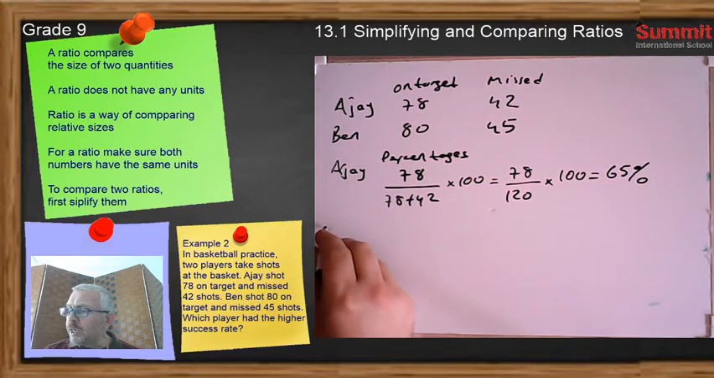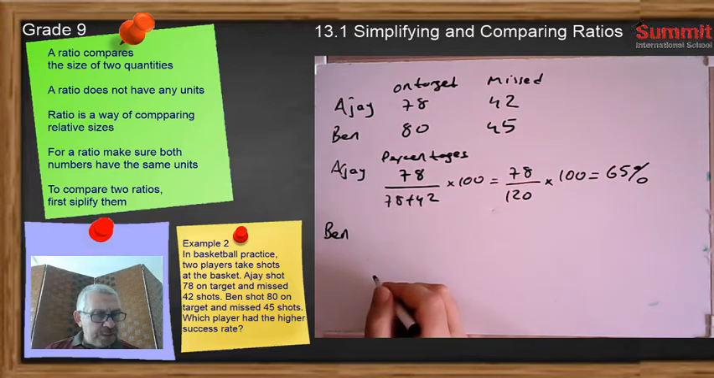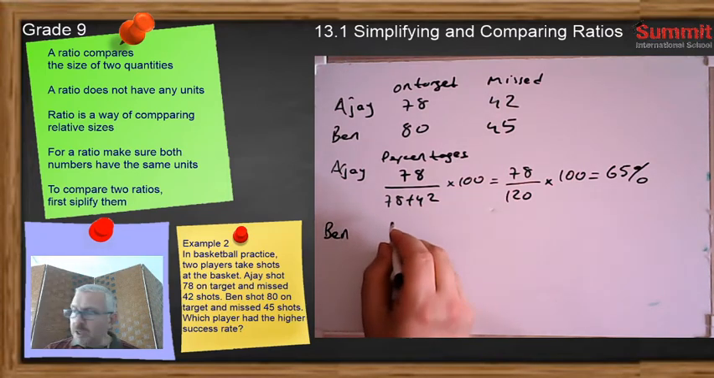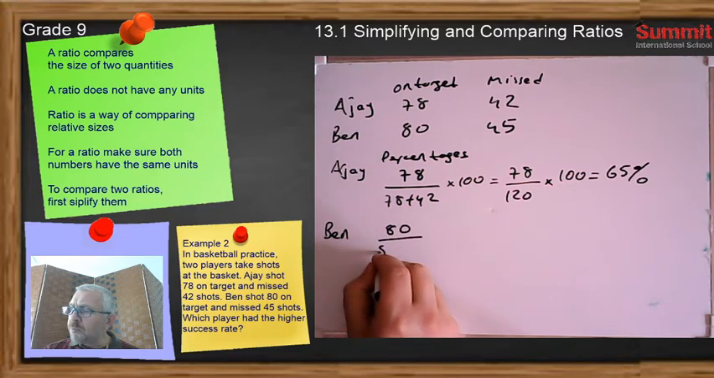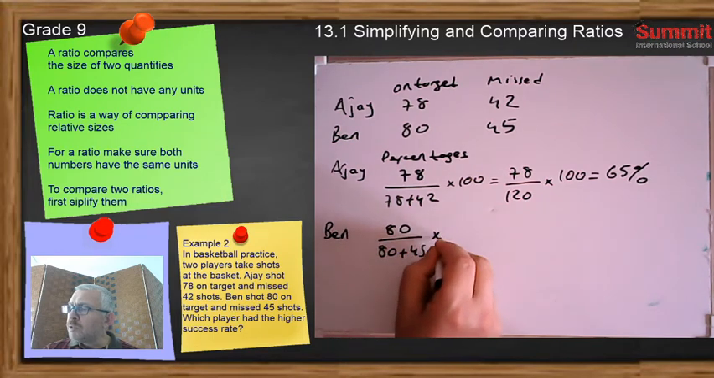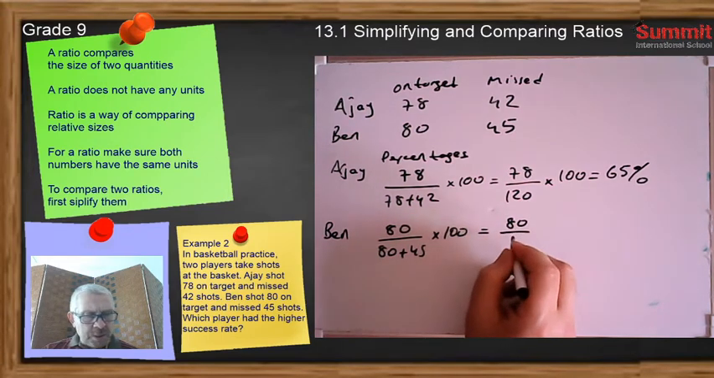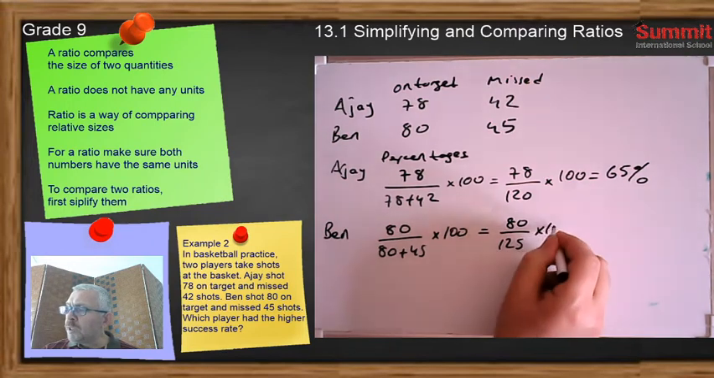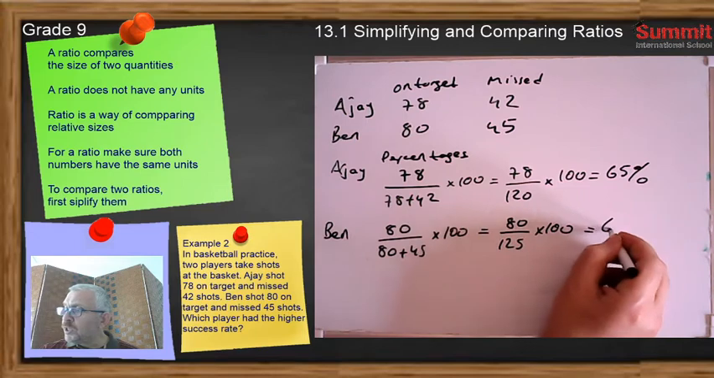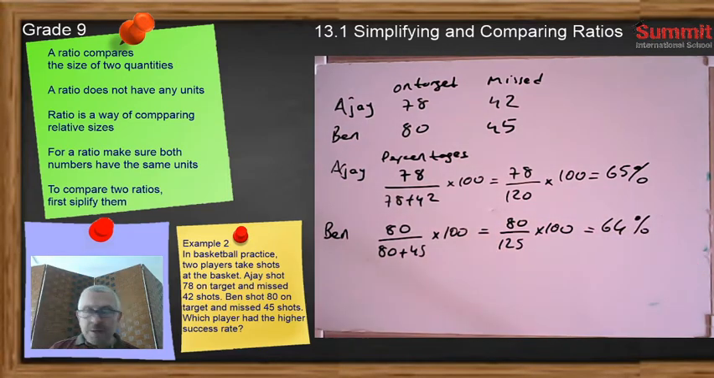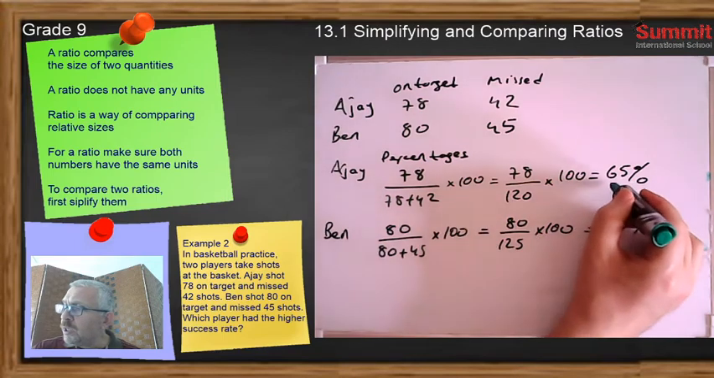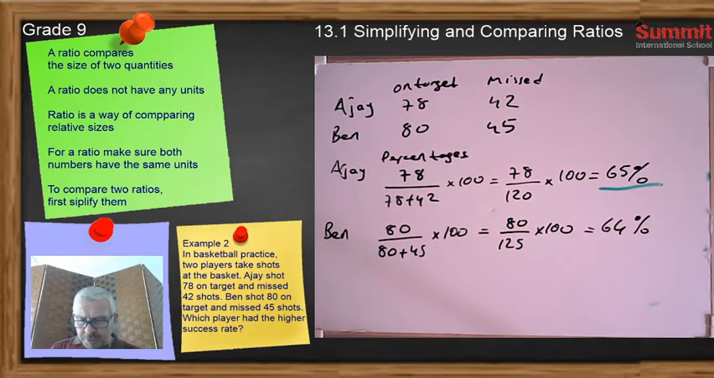Now let's evaluate Ben. Now Ben, he shot on target 80. Total shots will be 80 plus missed. Multiply by 100 to find the percentage. It will be equal to 80 divided by 125 multiplied by 100. The result will be 64%. Now as we see here, with the 65 percentage, AJ shoots better than Ben. Now let's go to the next example.